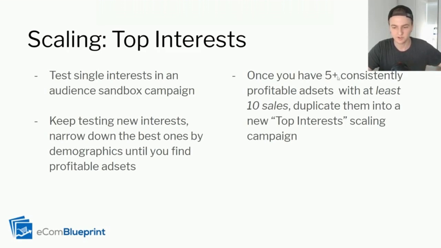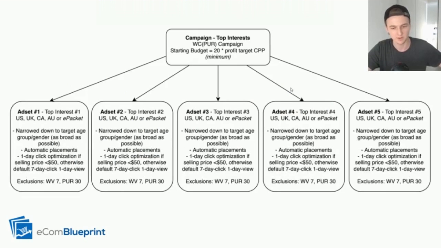And so once you have 5 plus consistently profitable ad sets with at least 10 sales, you want to duplicate them into a new top interest scaling campaign. I'm going to show you a diagram for that campaign right here. So this is what it looks like. Campaign top interest, website conversions, purchase. The starting budget is 20 times your profit target cost per purchase minimum. So if you have a $20 target cost per purchase, the starting budget would be $400 minimum.